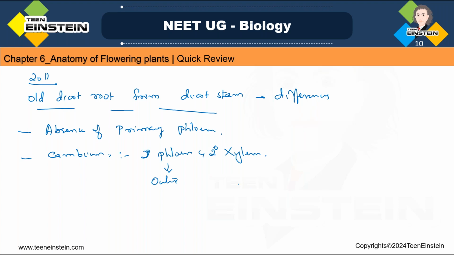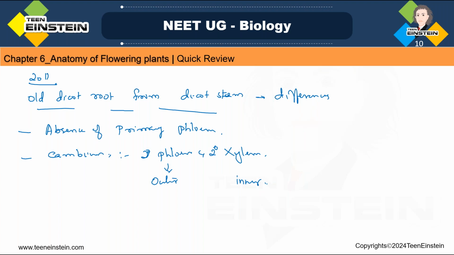And secondary xylem. Secondary phloem towards the outer side and secondary xylem towards the inner side. In old roots, primary phloem is usually crushed. Primary phloem is crushed; xylem and the secondary xylem are all present. In which one? In stem. In old root, primary phloem is crushed.